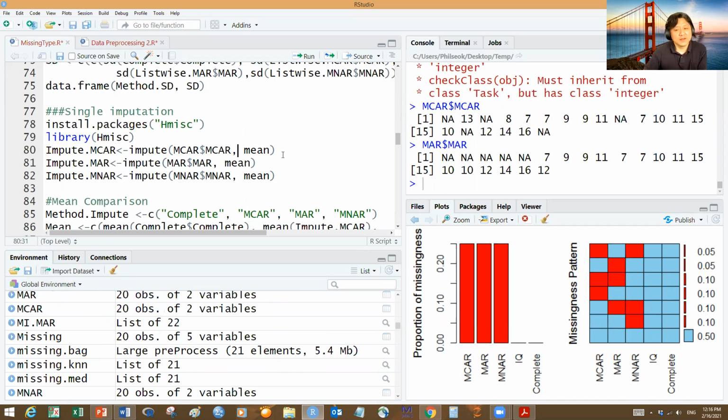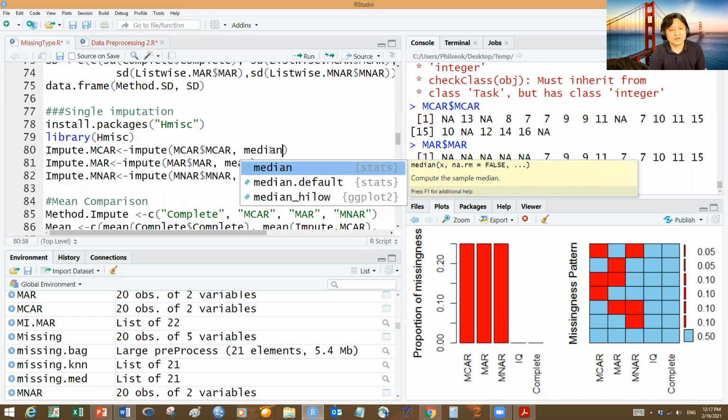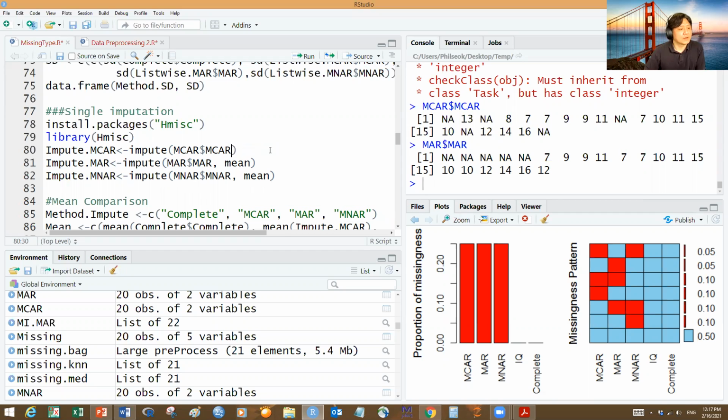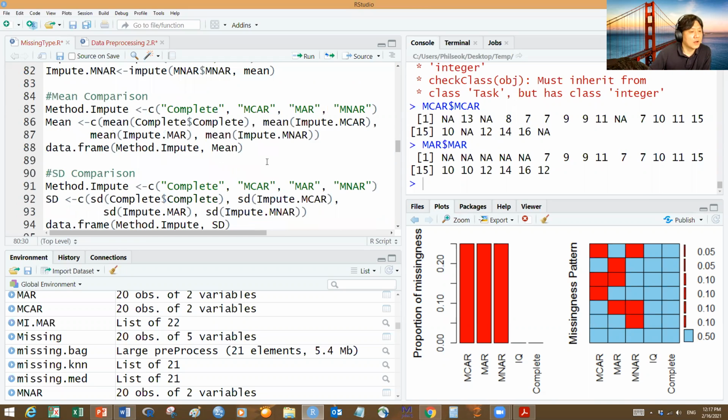So the idea is, we can use the impute function, and then this is the data set, and then this is mean imputation. If you run it, imputed data will be saved here. So it's simple: impute another data set, mean imputation. And if you want to do the median imputation, you can type median like this.